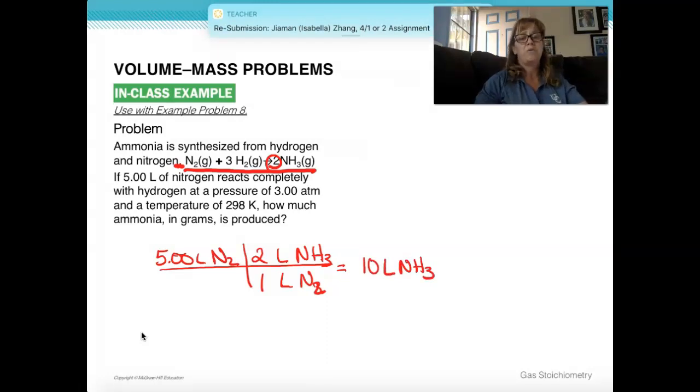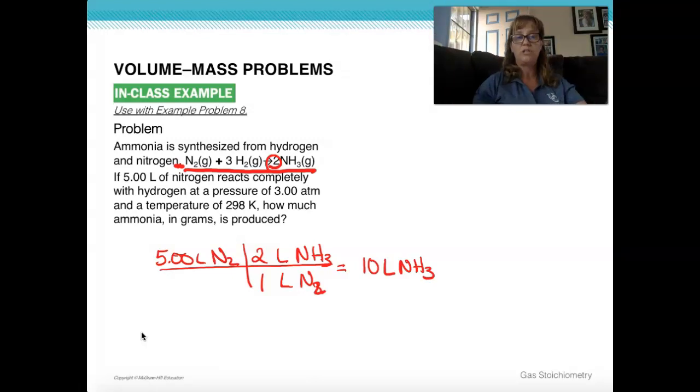Now that gives me ammonia, but that doesn't tell me anything about grams of that ammonia. It just tells me the liters. And that would be if we were at STP, but we're not. We're at 3 atmospheres of pressure and 298 Kelvin. So we need to take this volume, put it into our ideal gas law, and find out how many moles that gives us. From there, you can find your grams.